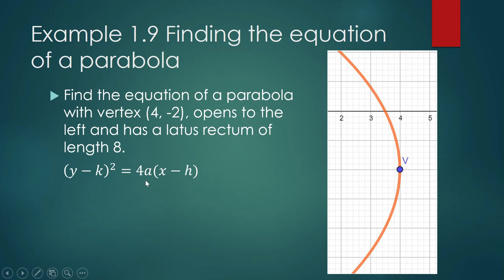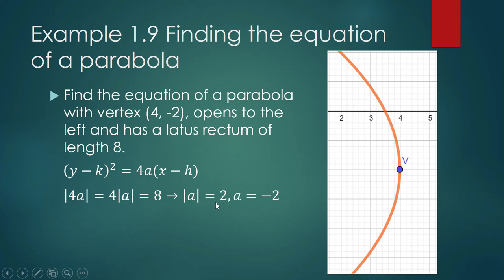The challenge here is, what is the value of a? You will get it from the latus rectum. So this requires you to keep in your mind what the length of your latus rectum is. The latus rectum is the focal width. The length of your latus rectum is the absolute value of 4 times a. a here can be positive or negative, depending on where your parabola opens to. This one is equal to 8. It's given. Let's solve for a. So the absolute value of a is 2.